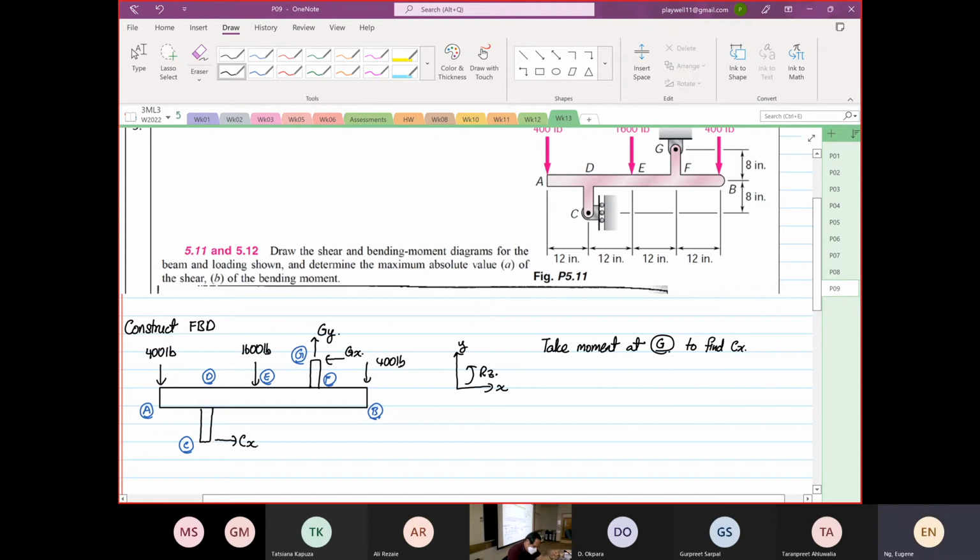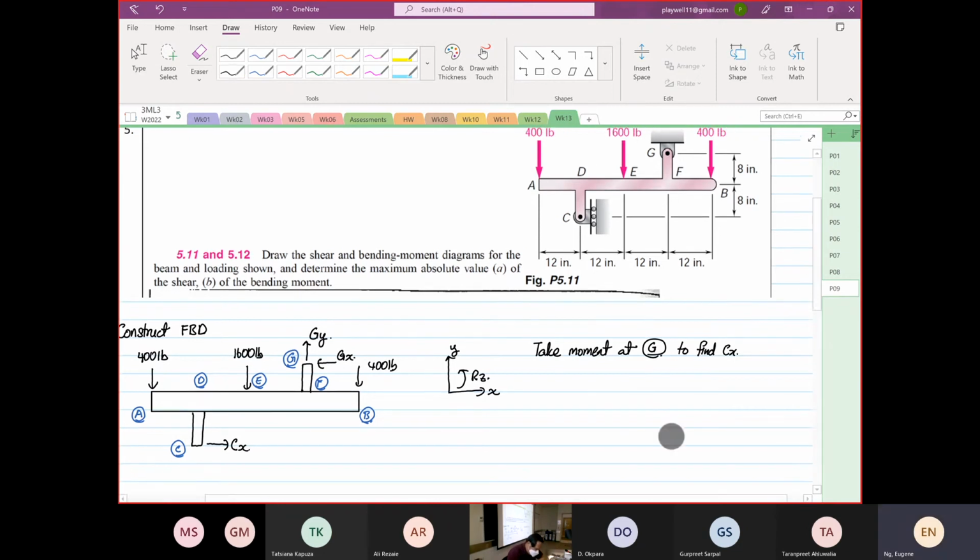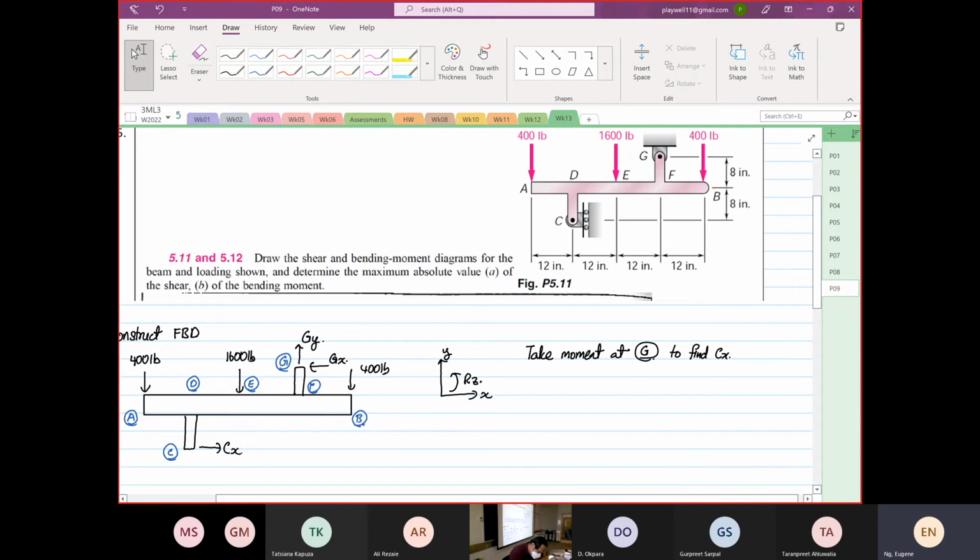If I were to take moment at point C, I have 2 unknowns. Okay, basically that is the fact. So I'm going to take moment at point G. So summation about moment in the z direction at point G is equal to 0.